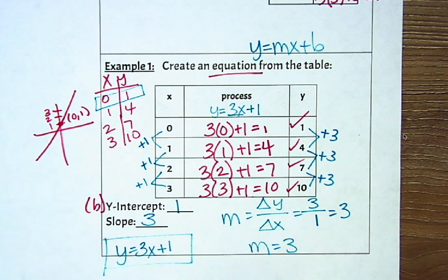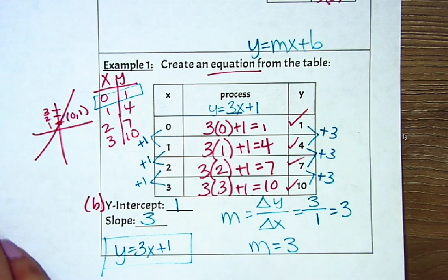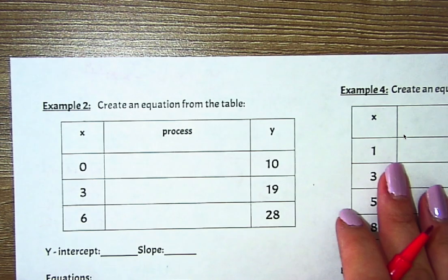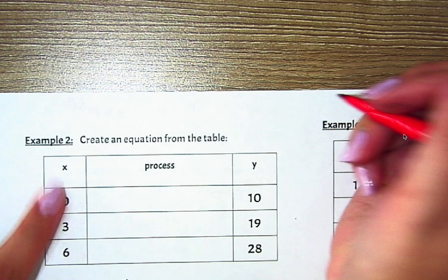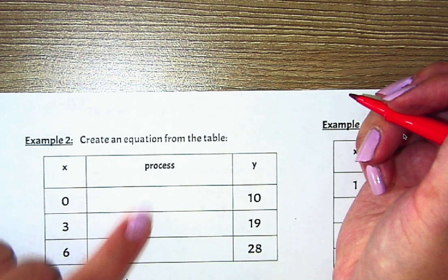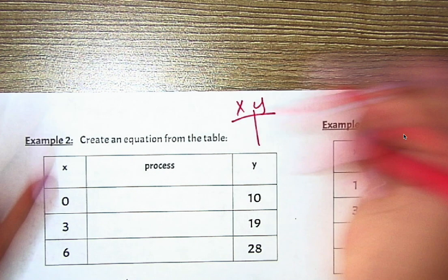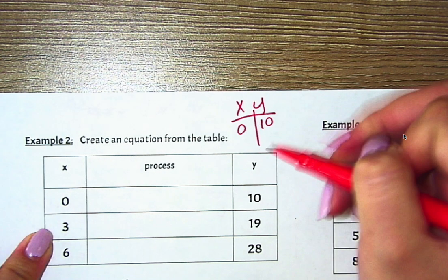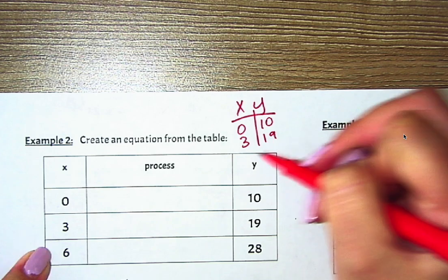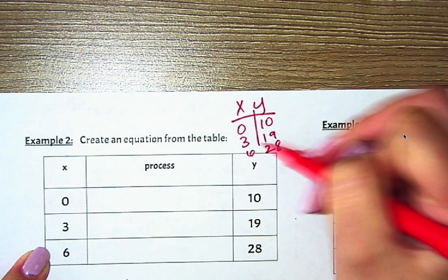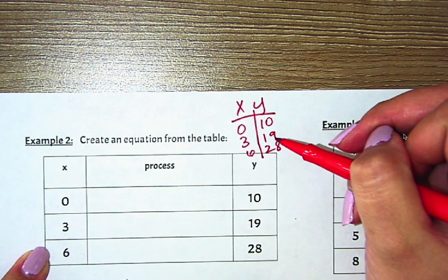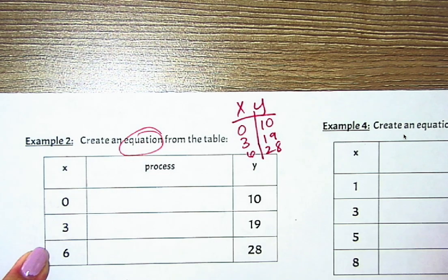Okay, I know it's a lot to take in. We'll do more practice. So turn it over on the back. Okay, same thing. Remember, this isn't how they give you it. I just did this so you can check yourself in the middle. The table is going to look like this. 0, 10, 3, 19, and 6, and 28. That's how they're going to give you a table, and they expect you to find your equation from that.